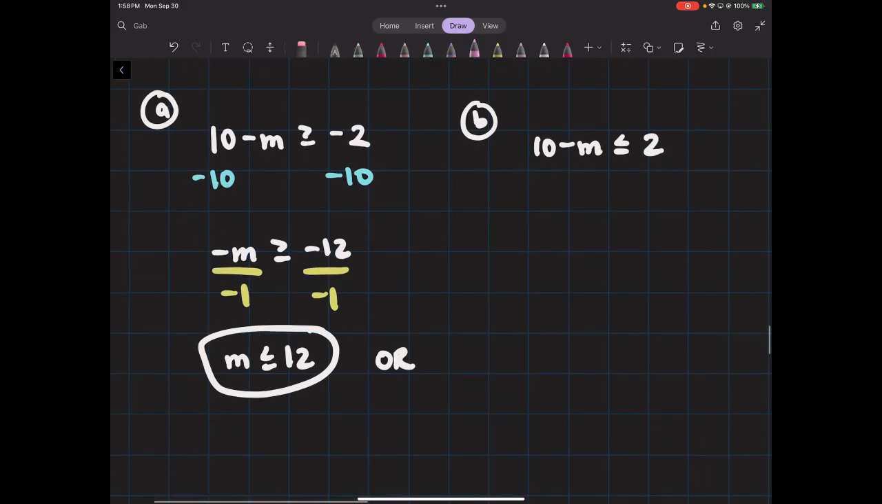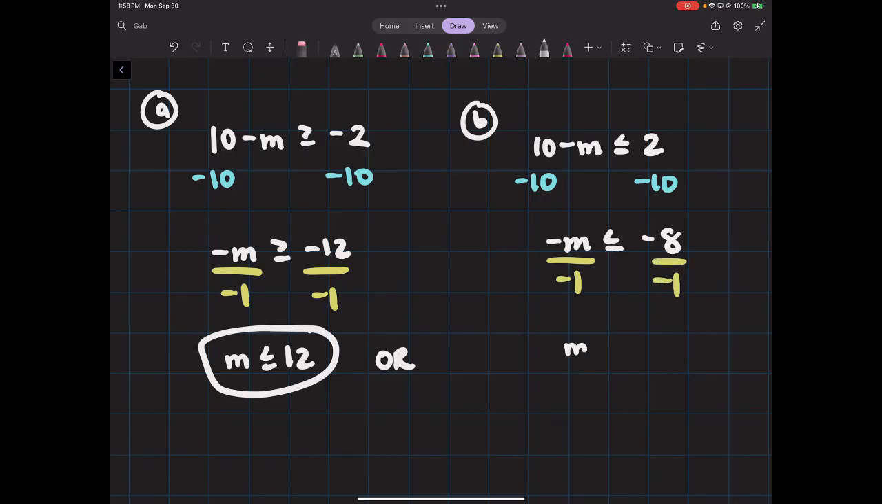Okay, for part B, same steps. Minus 10, minus 10. Negative m less than or equal to negative 8. And then what? Divide it again by negative 1, which causes it to flip.